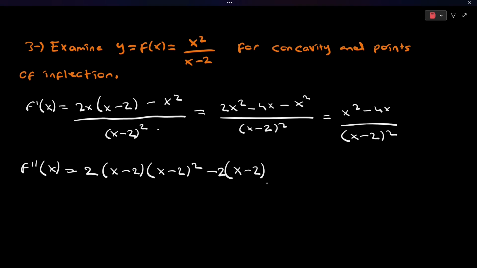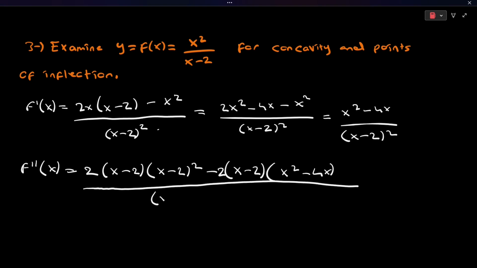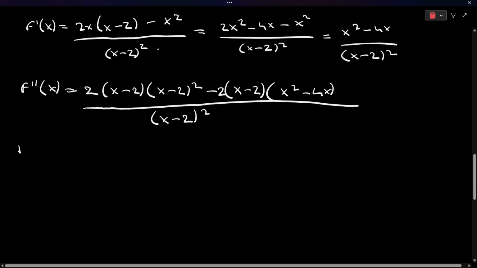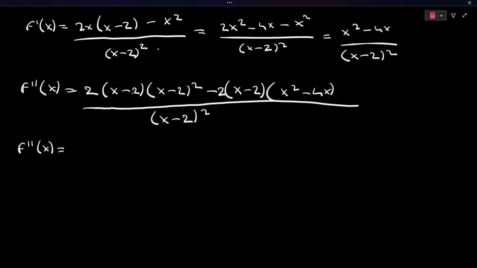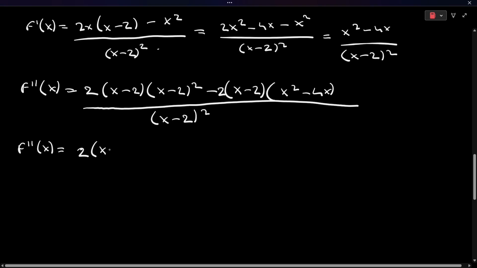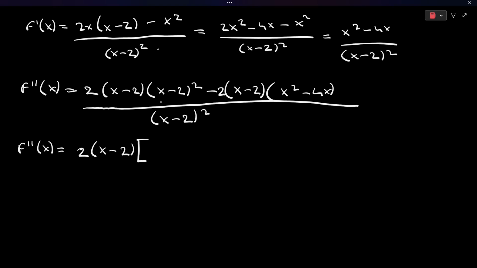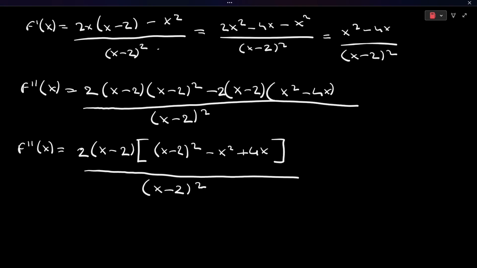2x minus 2 inside is 1 multiplied by x squared minus 4x, over x minus 2 squared. I need to do some algebra inside. Let's see, I see some common terms. So instead, let's write 2. I will factor out 2 multiplied by x minus 2. Inside, I have x minus 2 squared minus x squared. This minus will turn this into a positive sign, plus 4x. This is over x minus 2 squared.